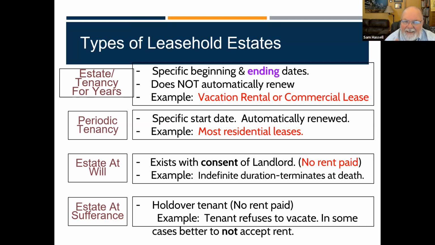Cost of living's up 5% or 3% or whatever it is normally, right? We're going to have a 3% rent increase. And she's going to have to say yes or no, and she could leave if she doesn't want to. So most residential leases are periodic tenancy. They automatically renew. The third one we have is called an estate at will.